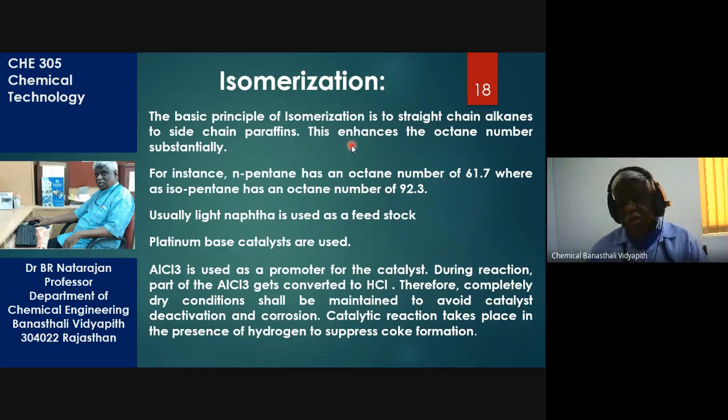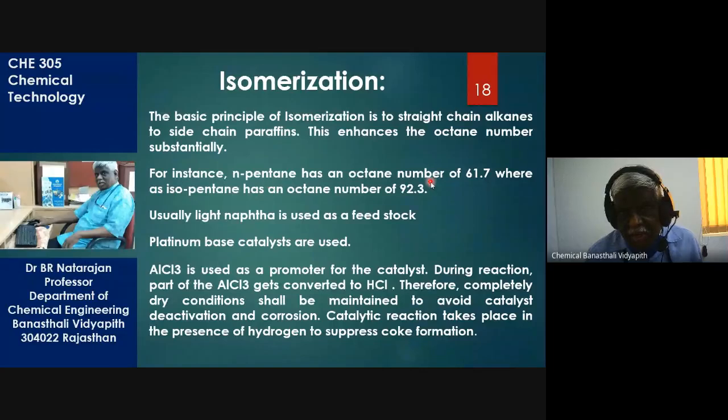Then comes isomerization. Very interesting. See, remember, butane and isobutane, they have the same formula. You know the funda of isomers, right? Same molecular formula, but different structure. So the basic principle of isomerization is straight chain alkane to side chain paraffin.